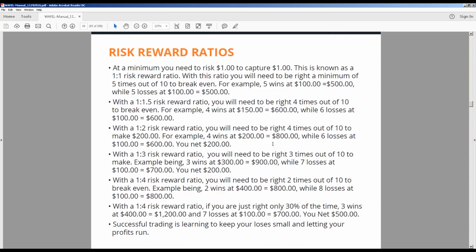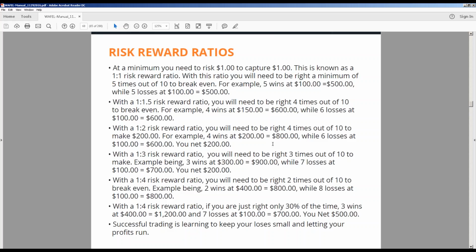With a 1-to-3 risk reward ratio, you'll need to be right 3 times out of 10 to make $200. For example, 3 wins at $300 will give me $900 profit, while 7 losses at $100 a losing trade will give me a $700 loss. But I still walk away with $200 at the end of the day. With a 1-to-4 risk reward ratio, you'll need to be right 2 times out of 10 to break even. For example, 2 wins at $400 will give me an $800 profit, while 8 losses at $100 a losing trade will give me an $800 loss.